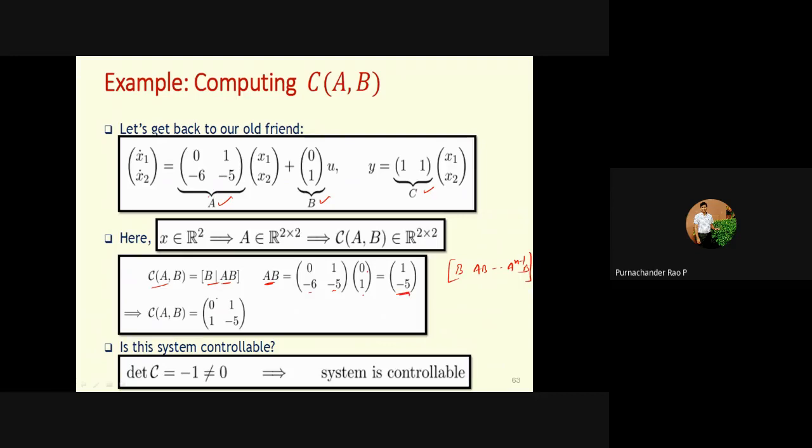Okay, and therefore this matrix has B as 0 1 and AB as 1 minus 5. So here the determinant of this is minus 1. Okay, it is not equal to 0, and therefore the system is controllable. So like this, we need to find out the controllability and observability.